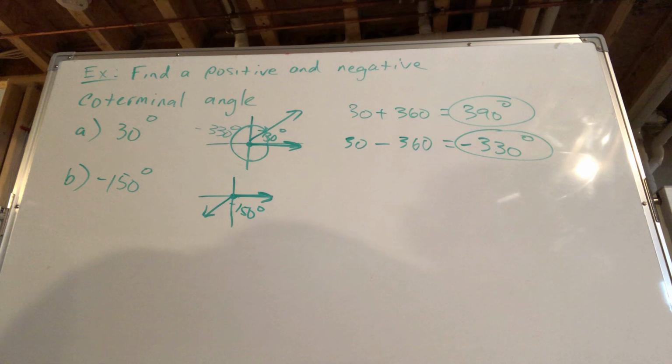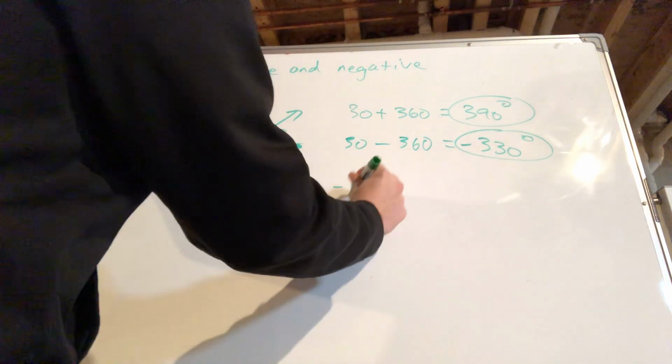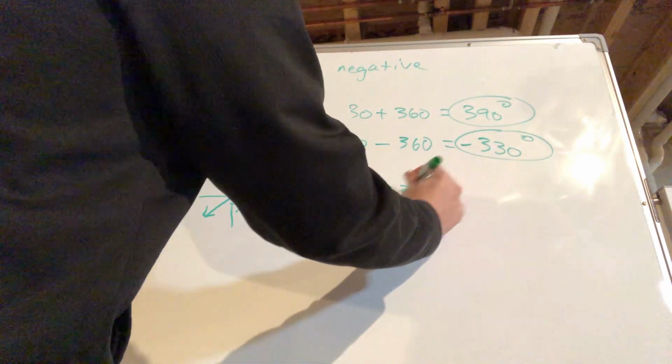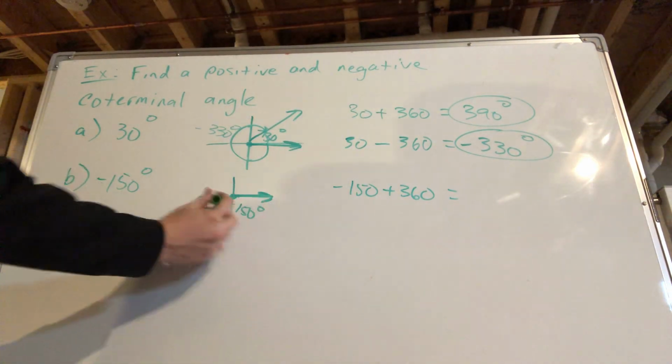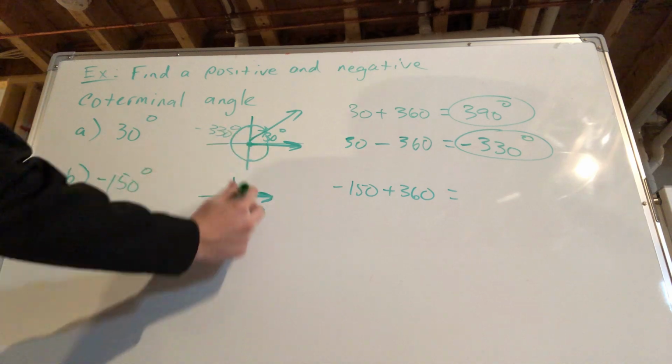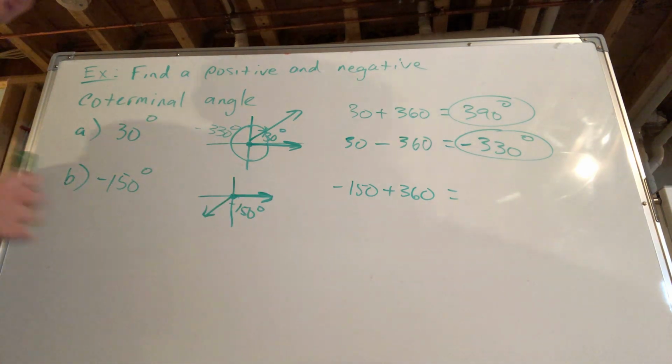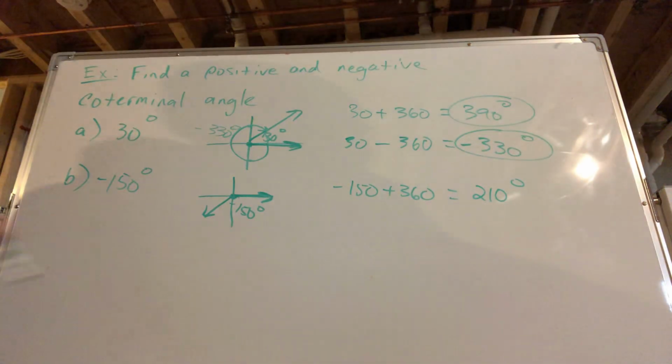Okay, so I need to get to that same position by going both directions around the quote-unquote circle. In this case, I could take negative 150 and add 360, just like we did. If I went negative 150 and then I went around the circle one time, I'd be back to the same place. And so I think that would be positive 210. And then let's keep going.